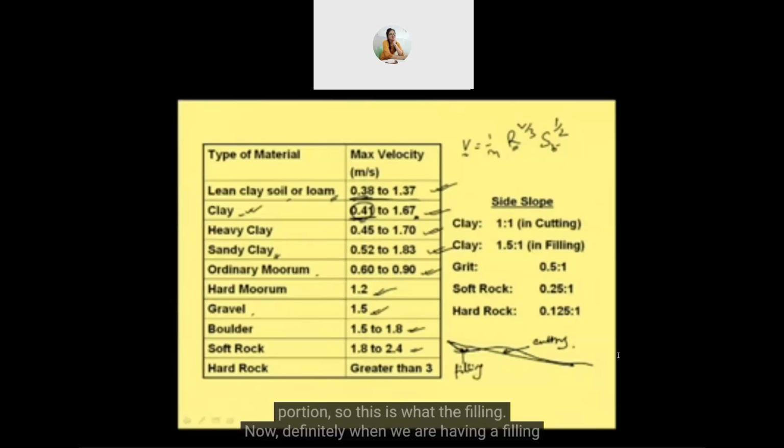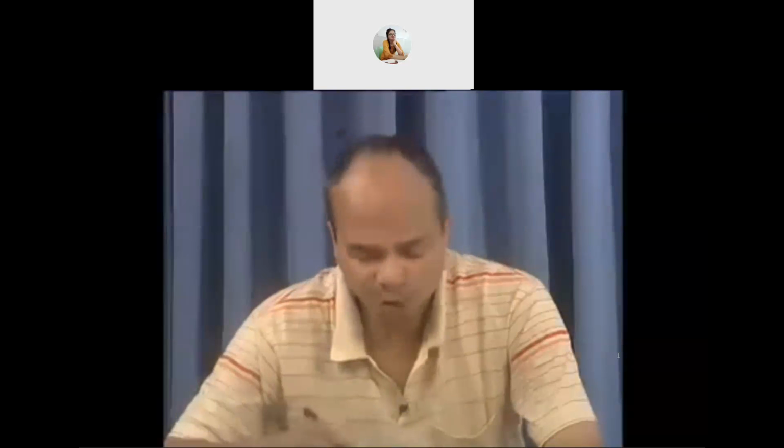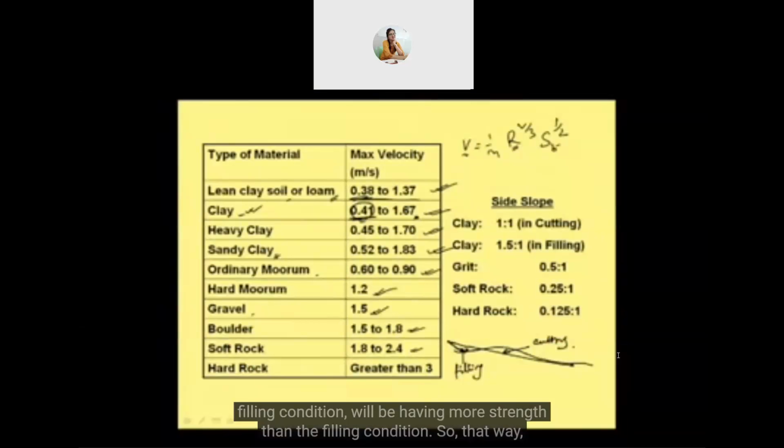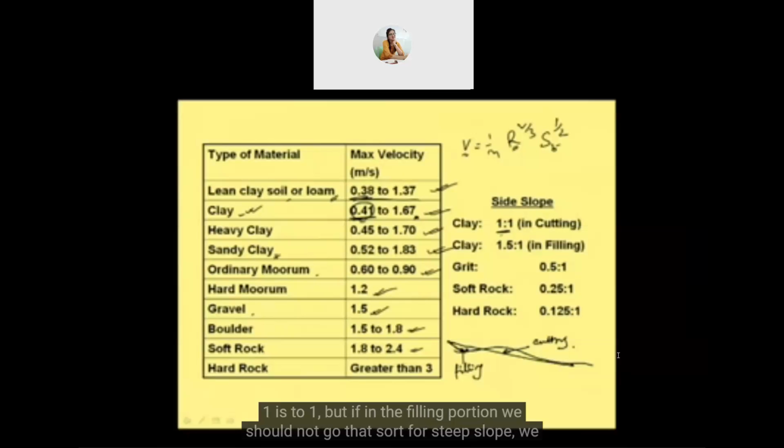Now definitely when we are having a filling portion, here the clay, although it is the clay material, will be in a little loose state. Although we will be trying to compact that, still the in situ condition of clay will be having more strength than the filling condition. So for the portion where we are having cutting in clay, we can go for a side slope of 1:1. But in the filling portion, we should not go for that sort of steep slope. We can go for 1.5:1.